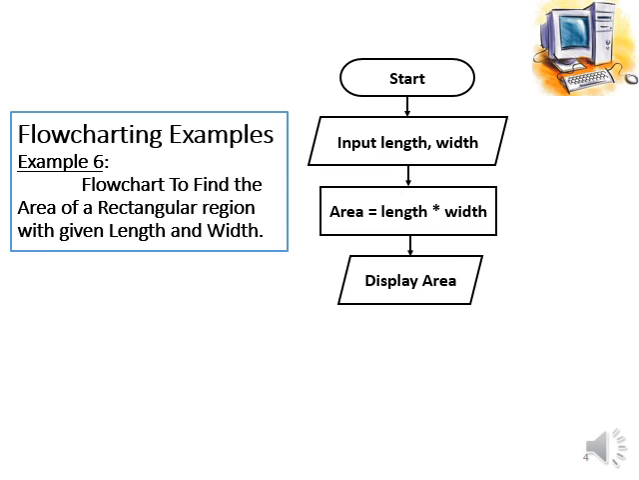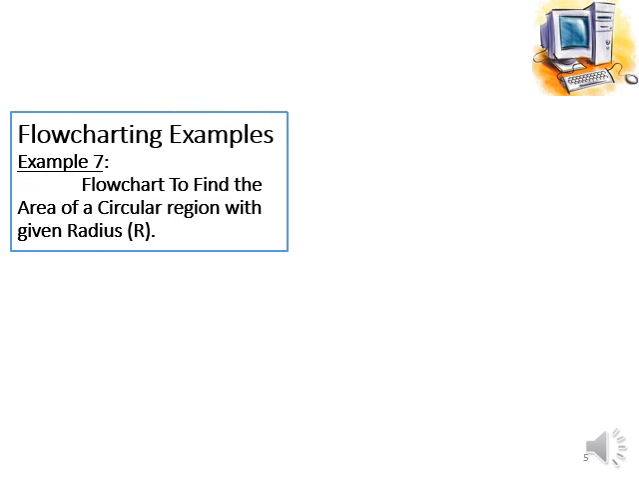Okay, once we have found the area, now we are going to display the area, and display is an output operation, so it is represented by a parallelogram. Input and output both are represented by a parallelogram. We have got the output, and now we have to put the stop symbol or terminal symbol. The last example we have is to find the area of a circular region with given radius. Radius is represented by capital R. So it's also very simple. We have to find the area of a circular region, meaning area of a circle.